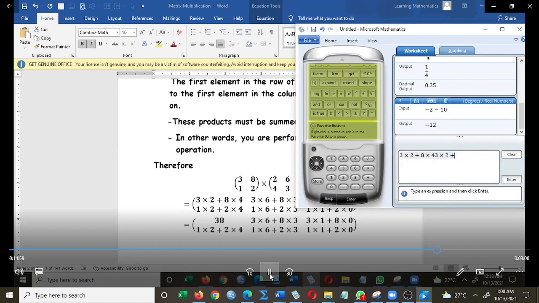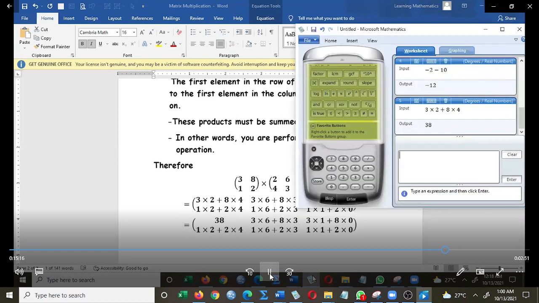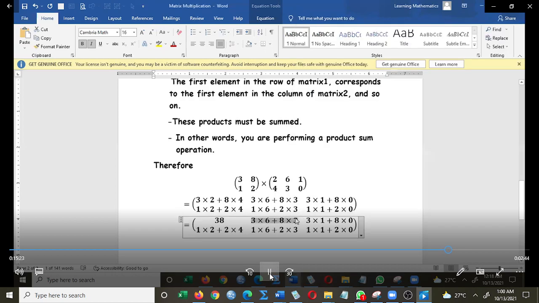Right, here it is. Right, 3 times 2 plus 8 times 4, and enter. Right, 38. Copy this because the equation in Word is compatible with Microsoft Calculator. Same company. Paste. 42. Okay. 3 times 6, 18, and 8 times 3 is 24.